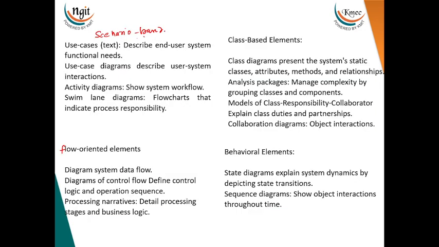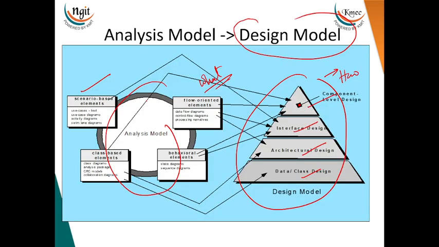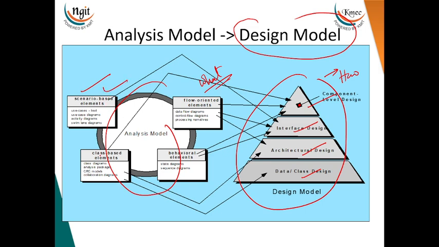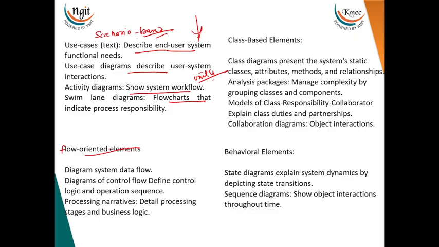So scenario based, if you see it, use case, how they are connected, what they are connected. Describe the end user system, use case diagram, describe user system, activity diagram, which we are going to see in unit 4, activity diagram, workflow diagram, flow chart and everything. Flow oriented diagram, there is one scenario based, then what is the scenario, how you are going to do it. Class based diagram, or we come to the flow oriented diagram.